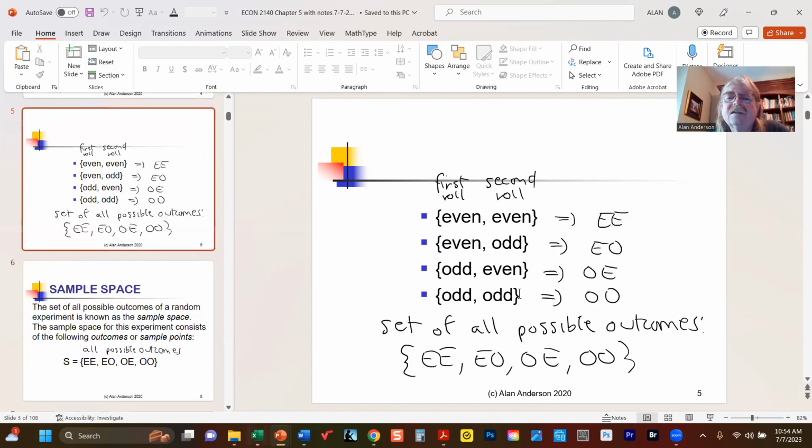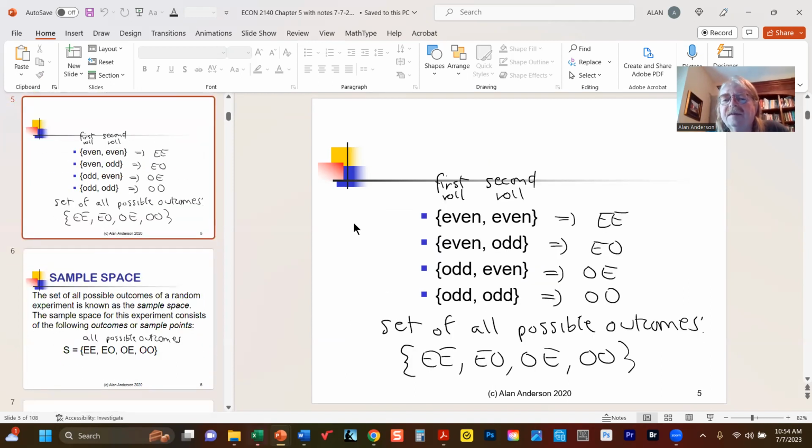And then if that's the case, there's only 4 things that can really happen. The first roll can be either even or odd, and the second roll can be even or odd. So altogether, we can have 2 consecutive evens, even followed by odd, odd followed by even, or odd followed by odd. Altogether, we have 4 possible outcomes, which are EE, EO, OE, and OO.